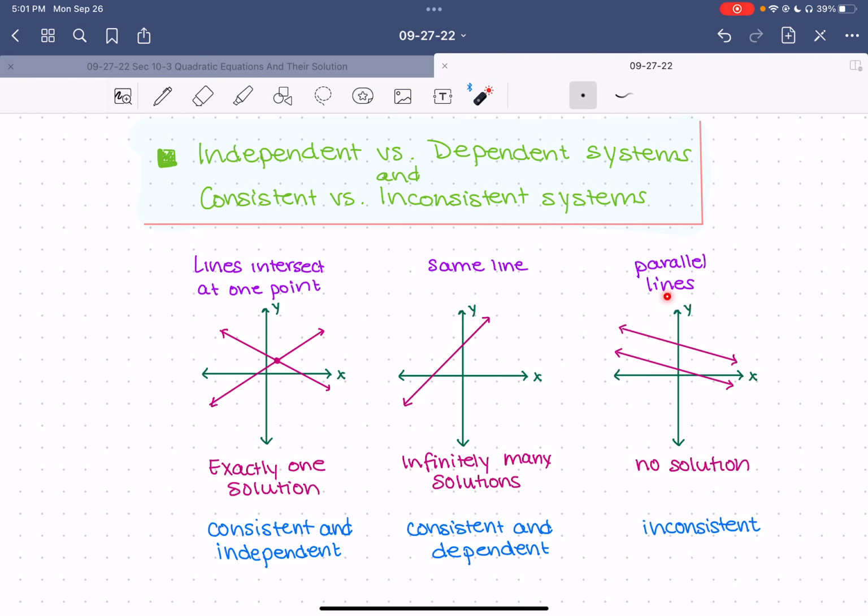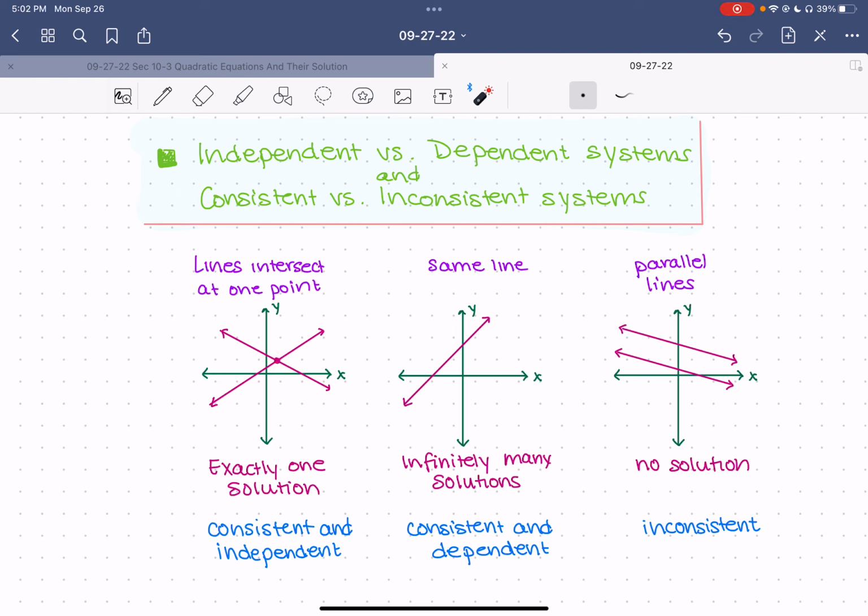When you graph two lines, you can get one of three cases. Either the lines are going to just intersect at a single point, or you end up graphing the lines and it turns out they're the same exact line. So it looks like you're only graphing one line, but there's two. They're just right on top of each other. Or maybe you graph parallel lines and then they never intersect. Well, if they intersect at one point, then you know there's exactly one solution.